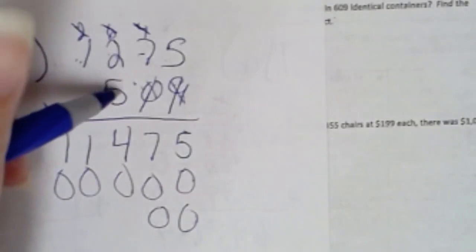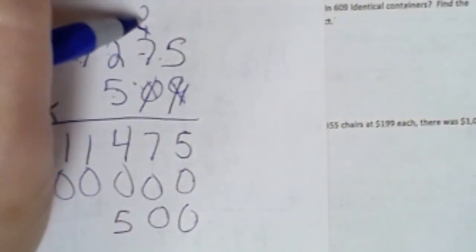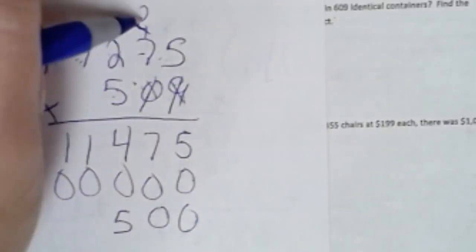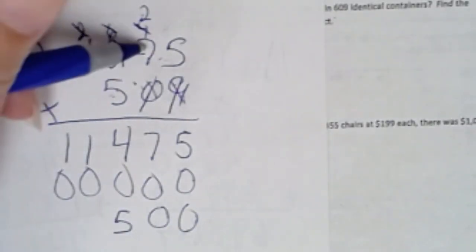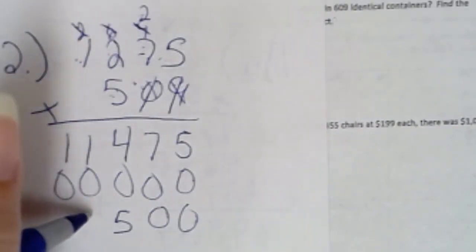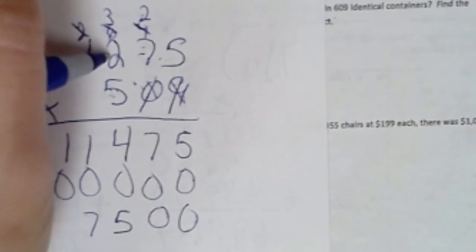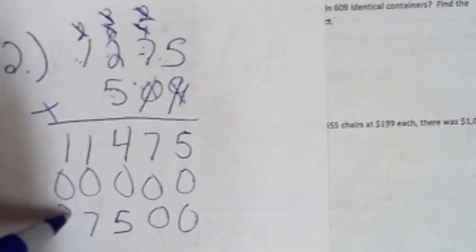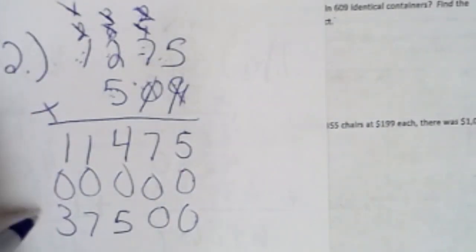5 times 5 is 25, so we're going to put down our 5, carry our 2. 5 times 7 is 35, plus 2 more is 37. 5 times 2 is 10, plus 3 more is 13. 5 times 1 is 5, plus 1 more is 6.